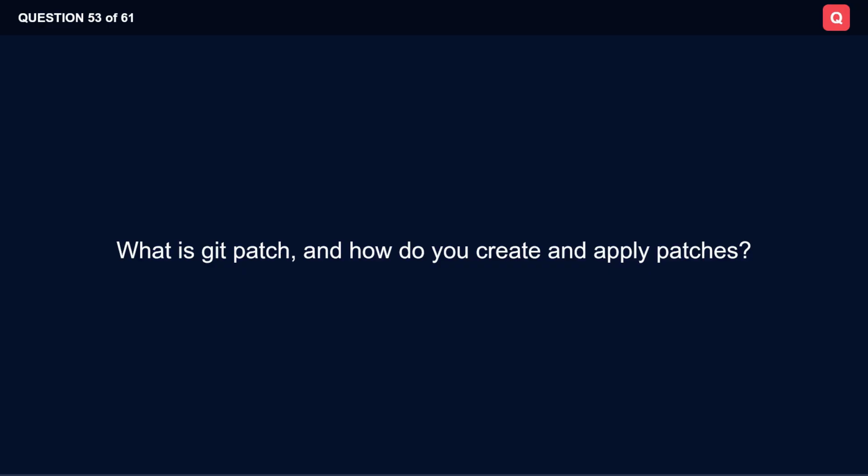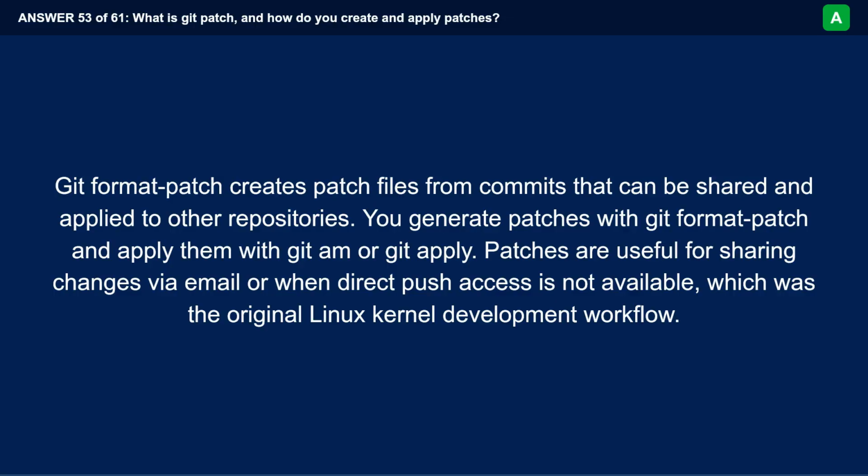What is Git patch, and how do you create and apply patches? Git format-patch creates patch files from commits that can be shared and applied to other repositories. You generate patches with git format-patch and apply them with git am or git apply. Patches are useful for sharing changes via email or when direct push access is not available, which was the original Linux kernel development workflow.